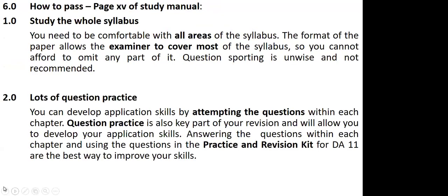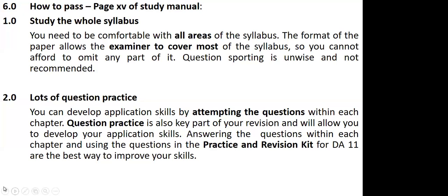Okay. Now, how to pass the exam? I picked this actually directly from the study manual, and I thought it's important that we understand and we know what is said based on page 15 of the study manual. The first point that is clearly explained there is that we should study the whole syllabus without exception. And that is the whole idea.